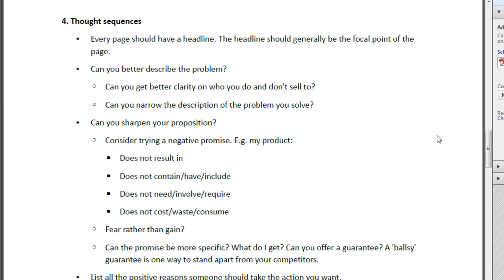The sequence that I then suggest that you go through is you then need to describe the problem. You need to describe the problem that people are experiencing when they get to your landing page. So essentially they say, yes, that is my problem, you have my attention, how do I solve it? And you may need to get better clarity on who you are and who you're not selling to. And you may need to narrow the description of the problem that you solve to a particular audience, or at least create different pages for different audiences. But the first step really is to describe the problem that you're solving.